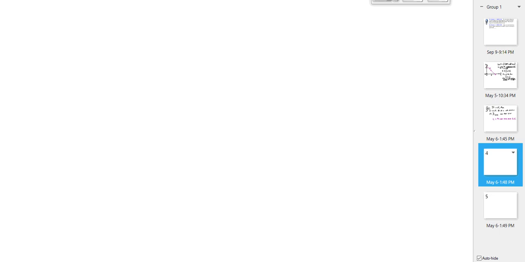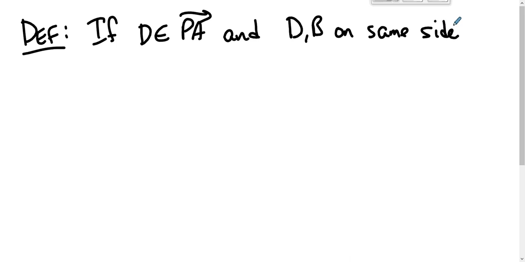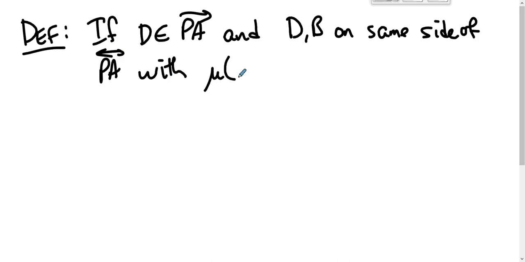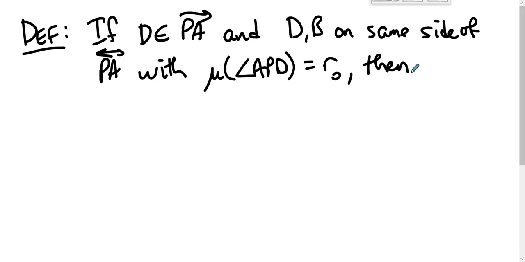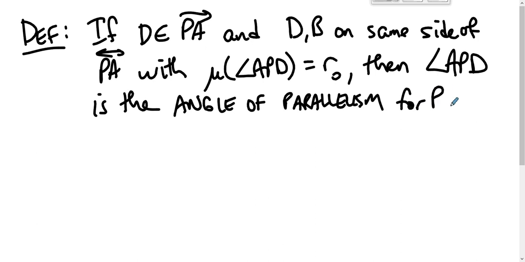Okay, so it's time for us to talk about angle of parallelism. This is a big idea. If D is on ray PA, and D and B are on the same side of line PA, with the measure of angle APD equal to R naught, then angle APD is the angle of parallelism for P and a line AB.